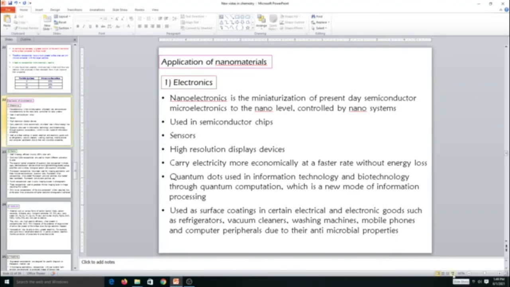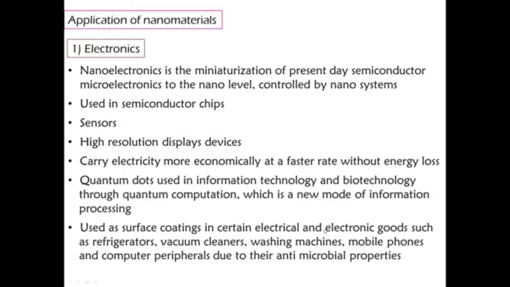So in the last class we have discussed the nanomaterials. What are nanomaterials? What are the different kinds of nanomaterials and properties of nanomaterials? Now we have to see the applications of nanomaterials. How we can utilize nanomaterials for different applications.